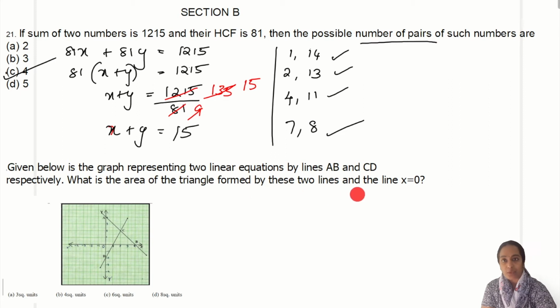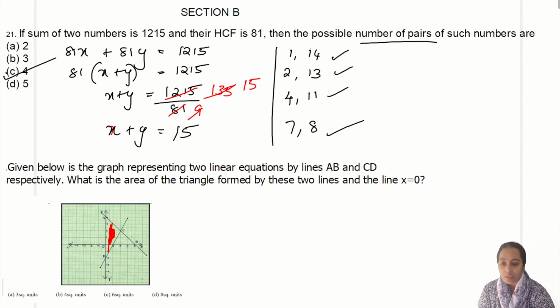And the line x is equal to 0. What is x equal to 0? X equal to 0 is nothing but the y-axis. So you need to find the area of the triangle formed by these two lines and the y-axis. That's what the question says. Because we know that x equal to 0 is the y-axis. And don't forget that, children, y equal to 0 is nothing but the x-axis itself. So we have to find the area there.